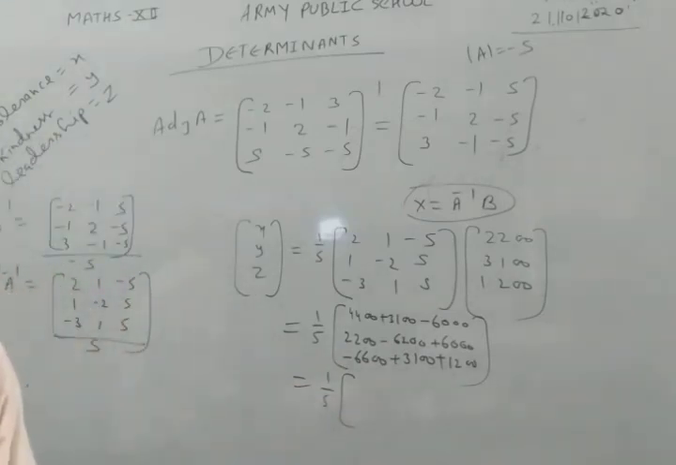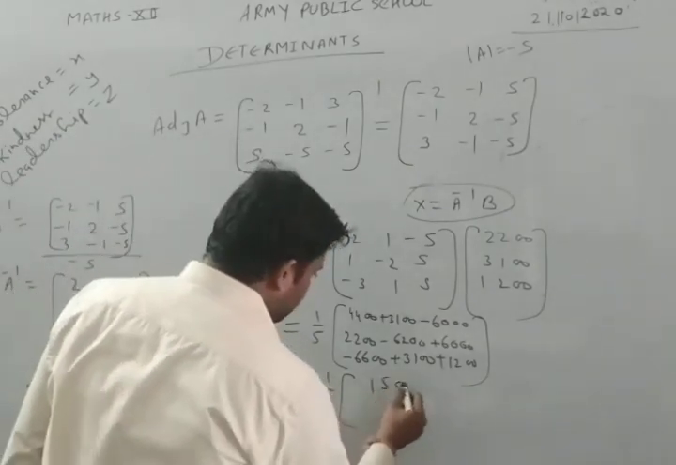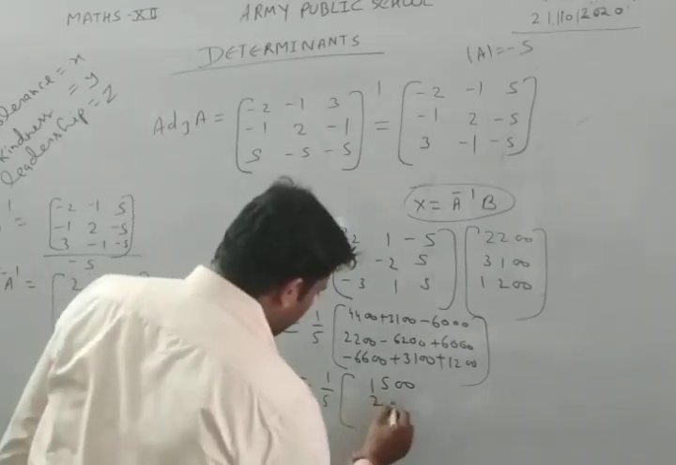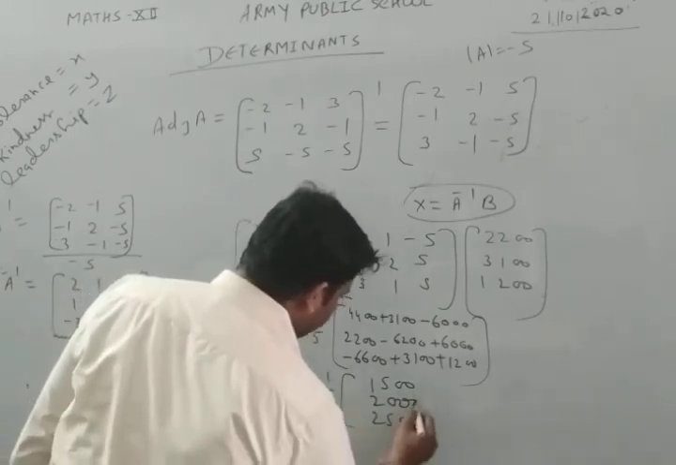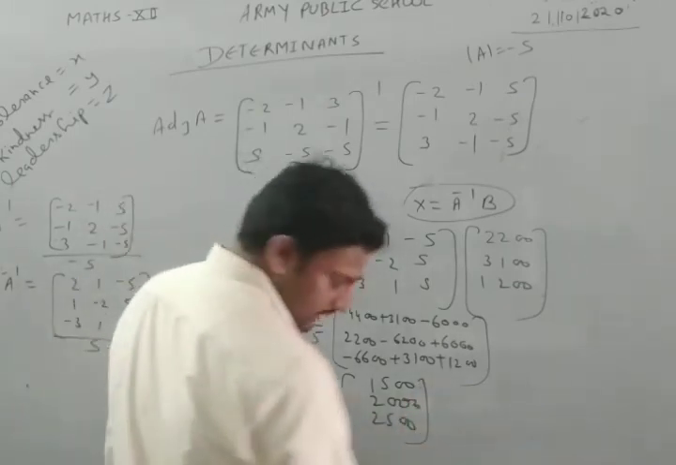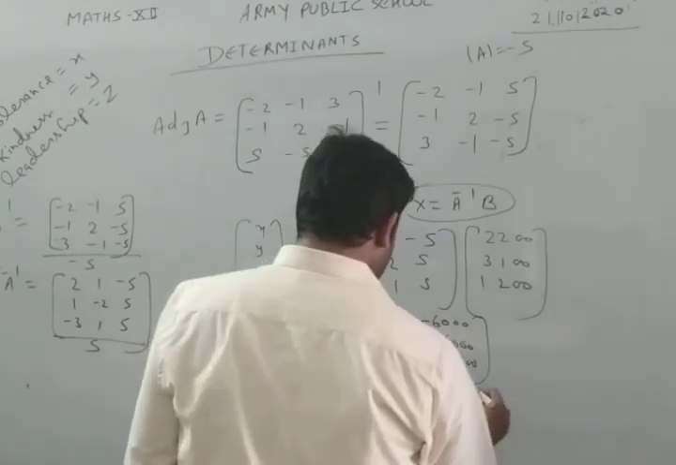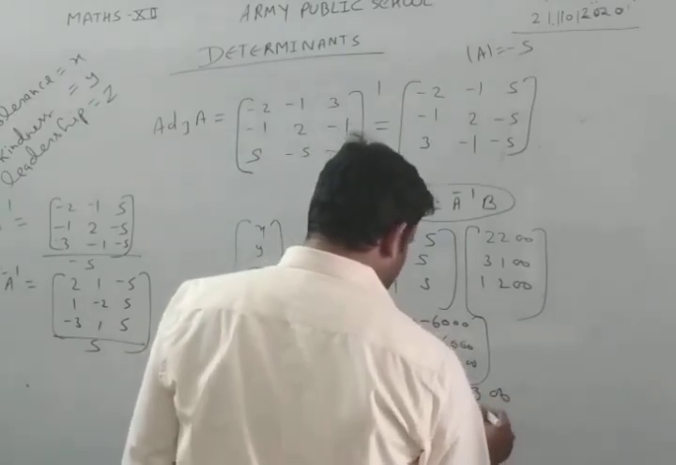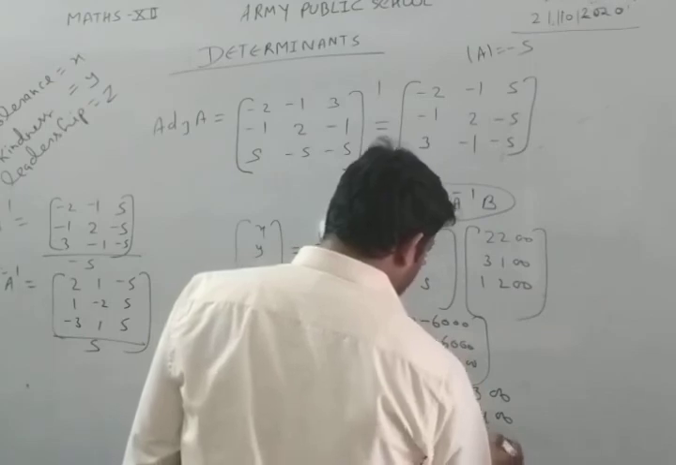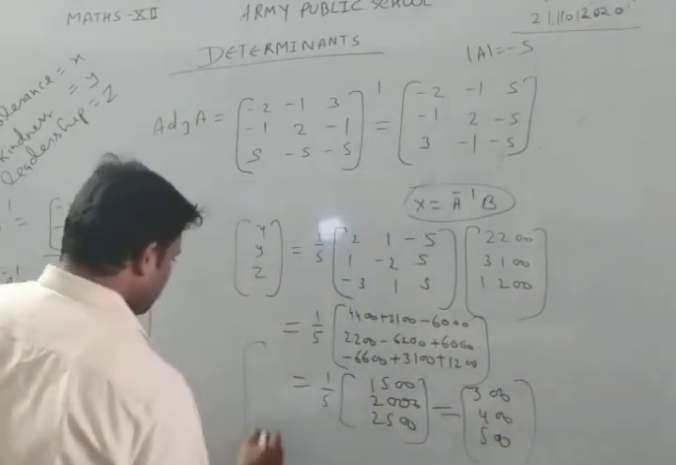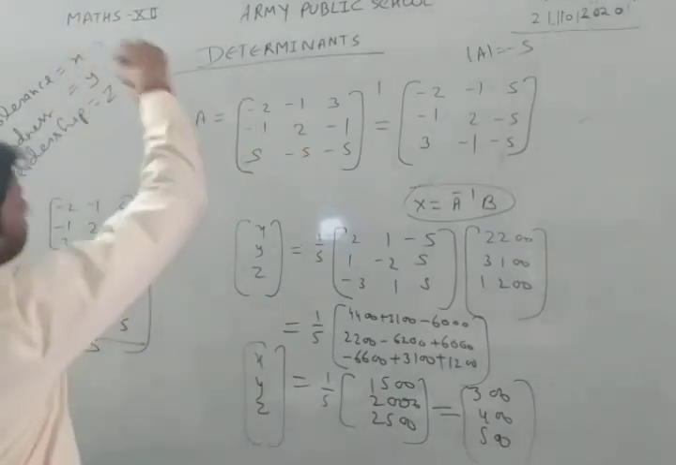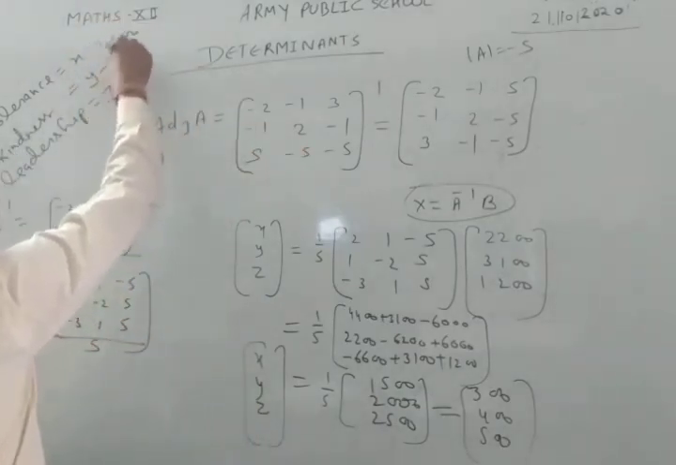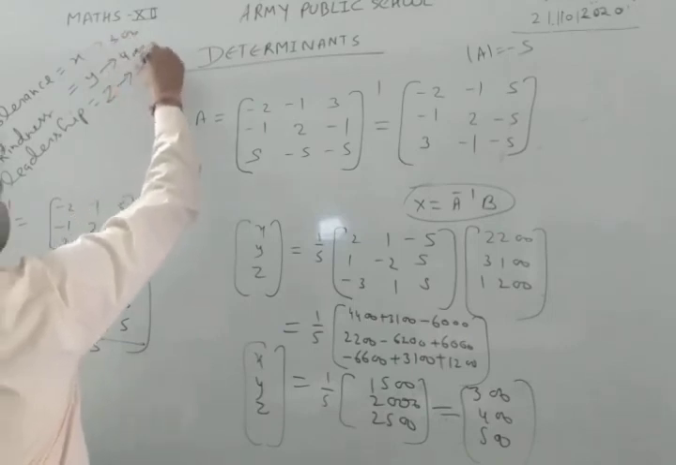Now after solving we get 1500, 2000 and the third is 2500, and after dividing by 5 we get 300, 400, 500. So this is x, y, z. So x is 300, y is 400, z is 500.